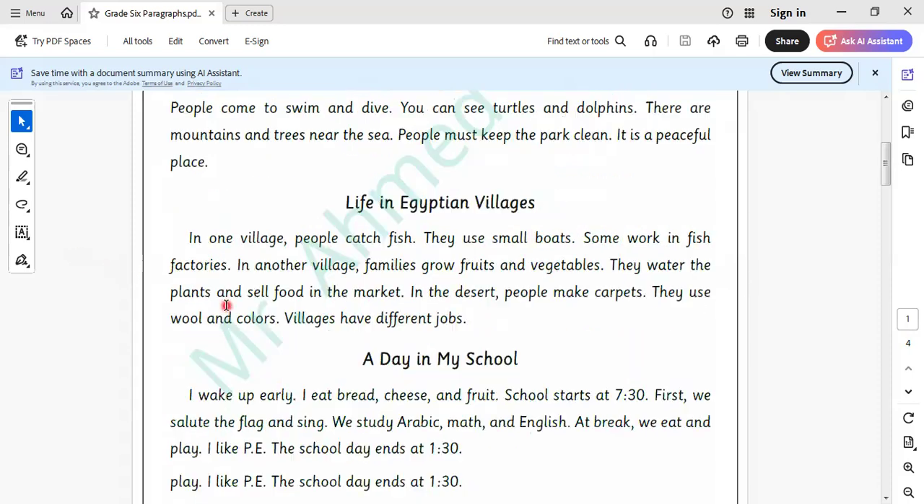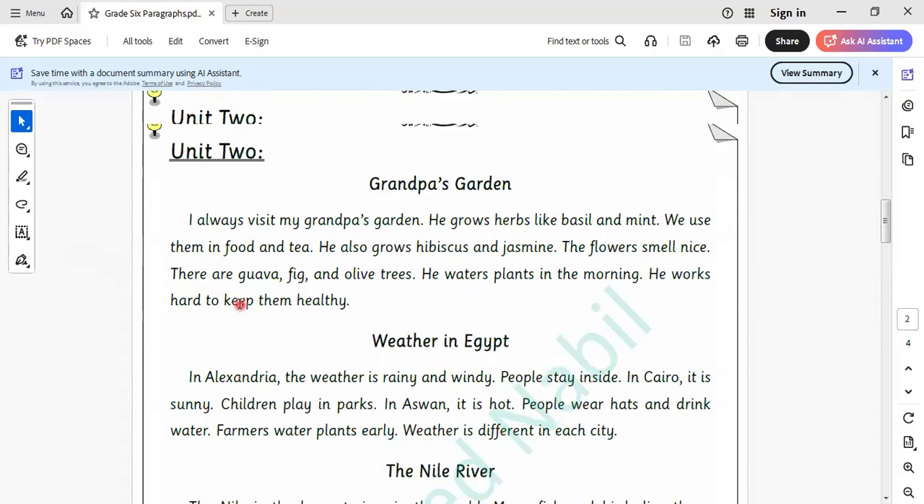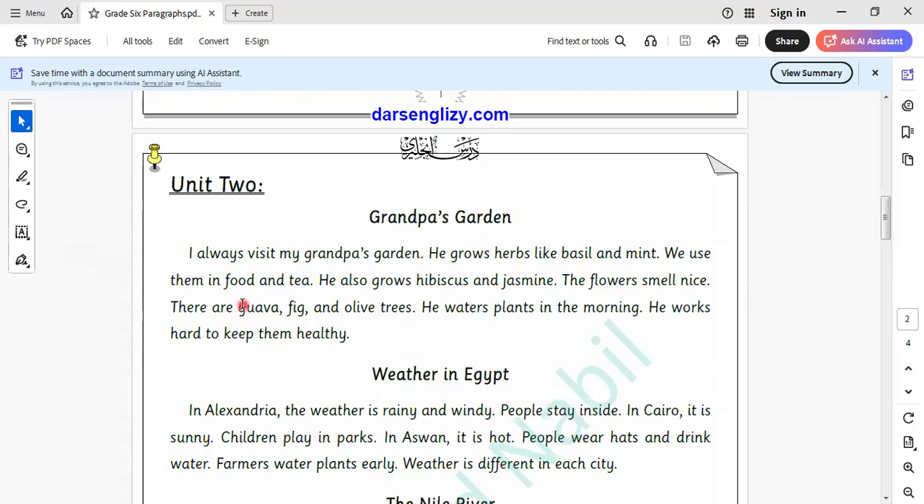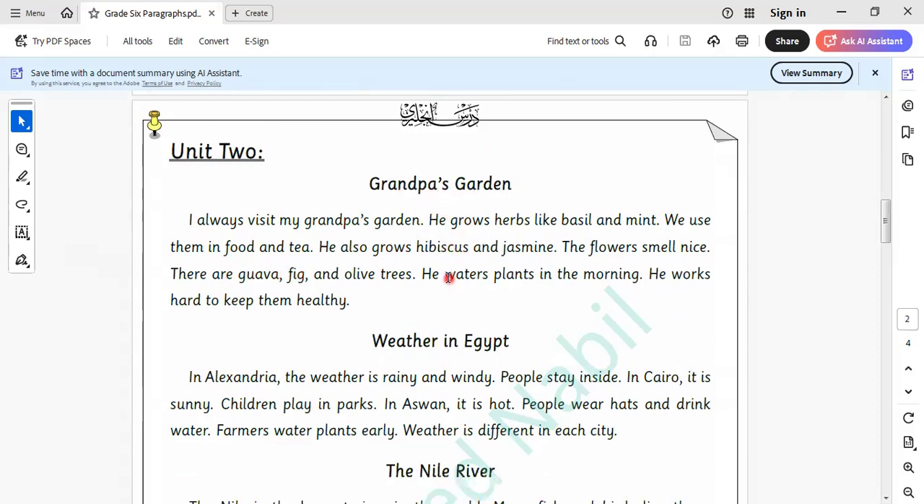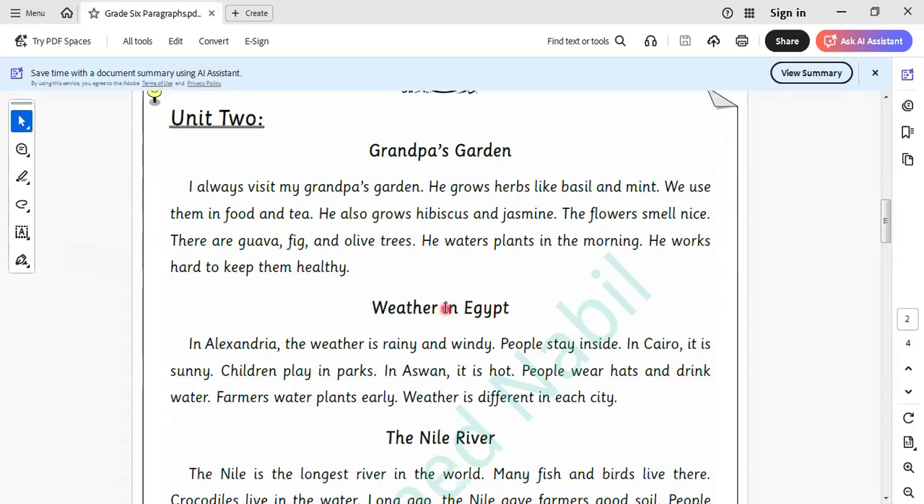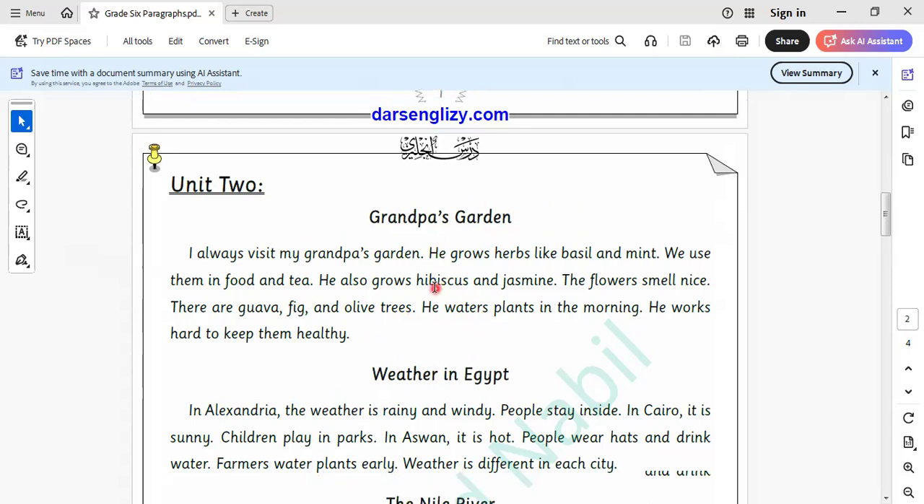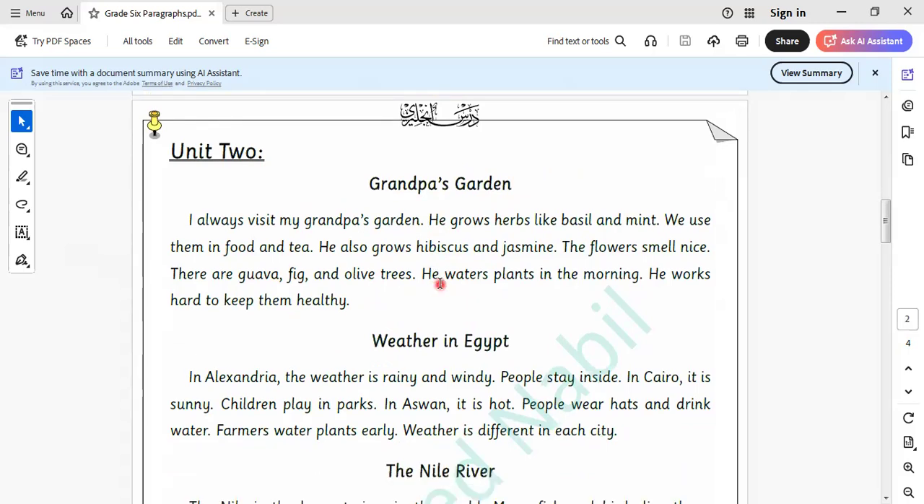It's a peaceful place. Okay, I will leave you the link of these topics below the video to download it and read it again to know how to write a paragraph. Okay, grandpa's garden. Here in unit 2 we have some topics. I give you a brief about these topics, then I will leave the rest for you to read by yourself. After I finish the video, I will leave the link to download it and read it again.